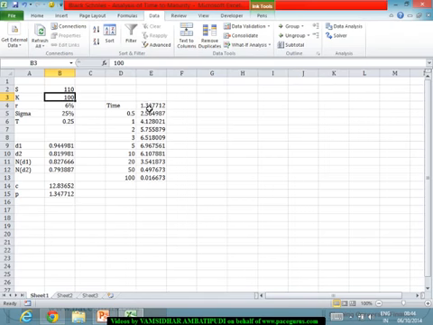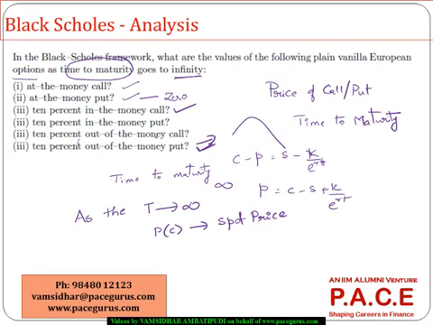Whereas when I look at the 10% in the money call, even in that case, as the time to maturity is going to infinite, it is approaching the spot price. Right? So in the money call, we are talking about the approach to the spot price as the time to maturity goes to infinite. Whereas in case of put, we are observing a pattern that something is going up and after that it is coming down.